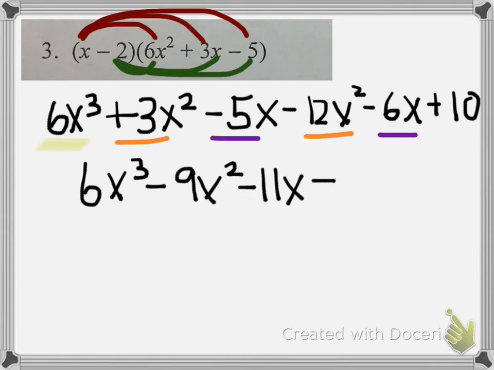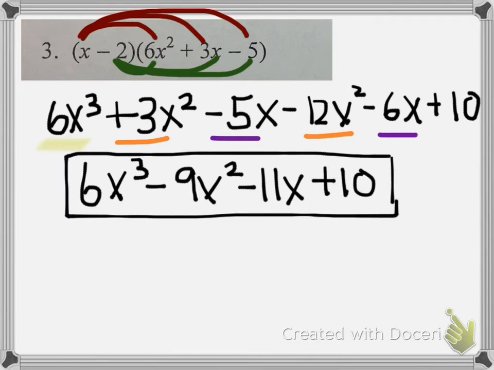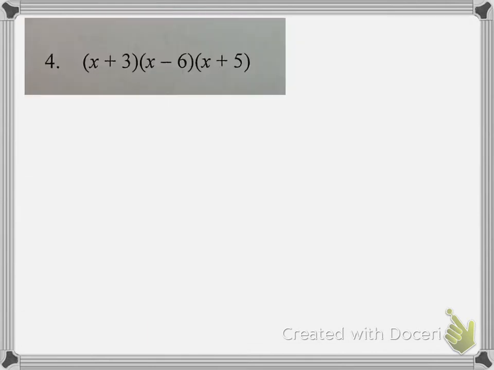And then 10 is just 10. So this would be your final answer. Now with this one, they're asking us to multiply three binomials. So just like any other multiplication problem, we just multiply two at a time. So we'll go ahead and take these two here first and then multiply that out by using FOIL.